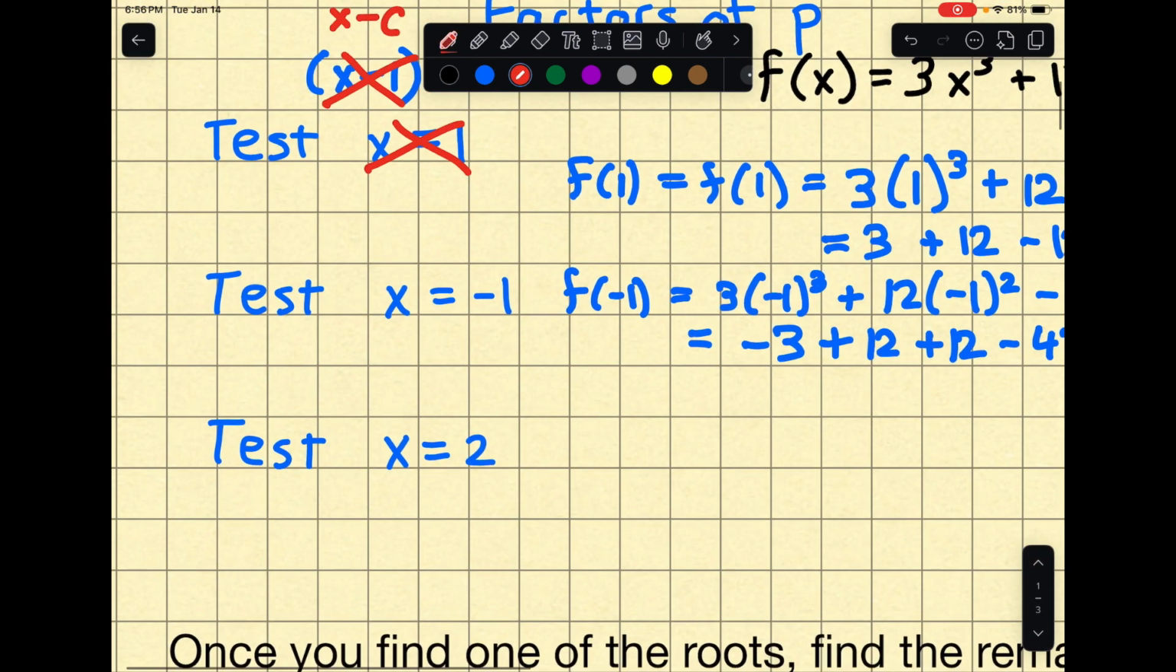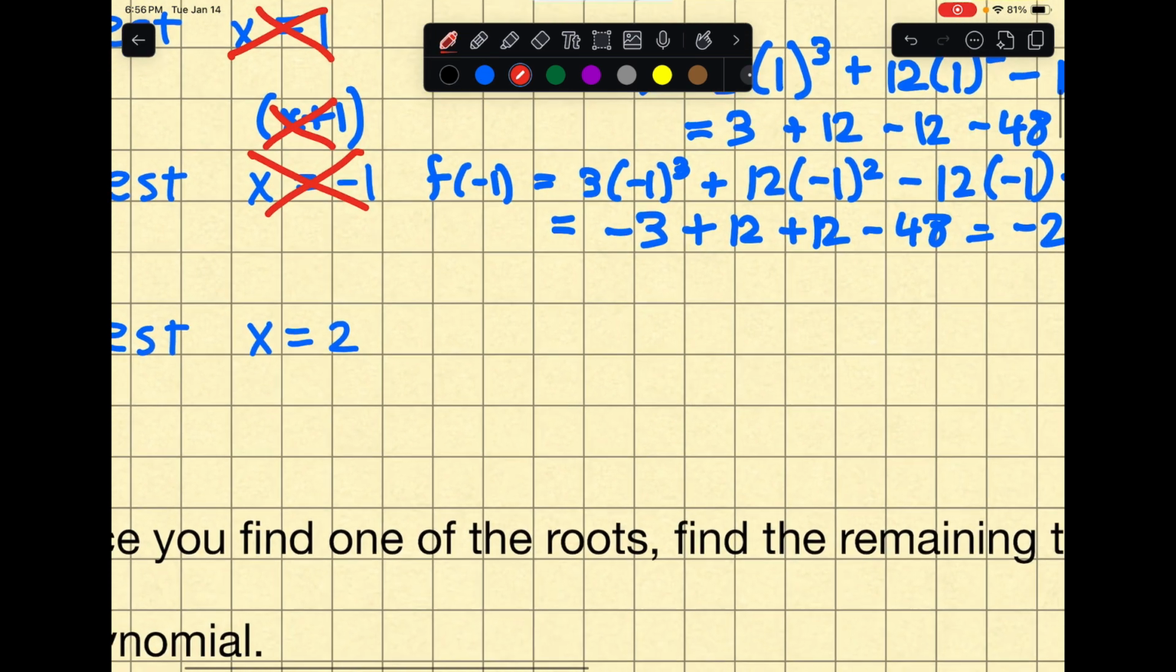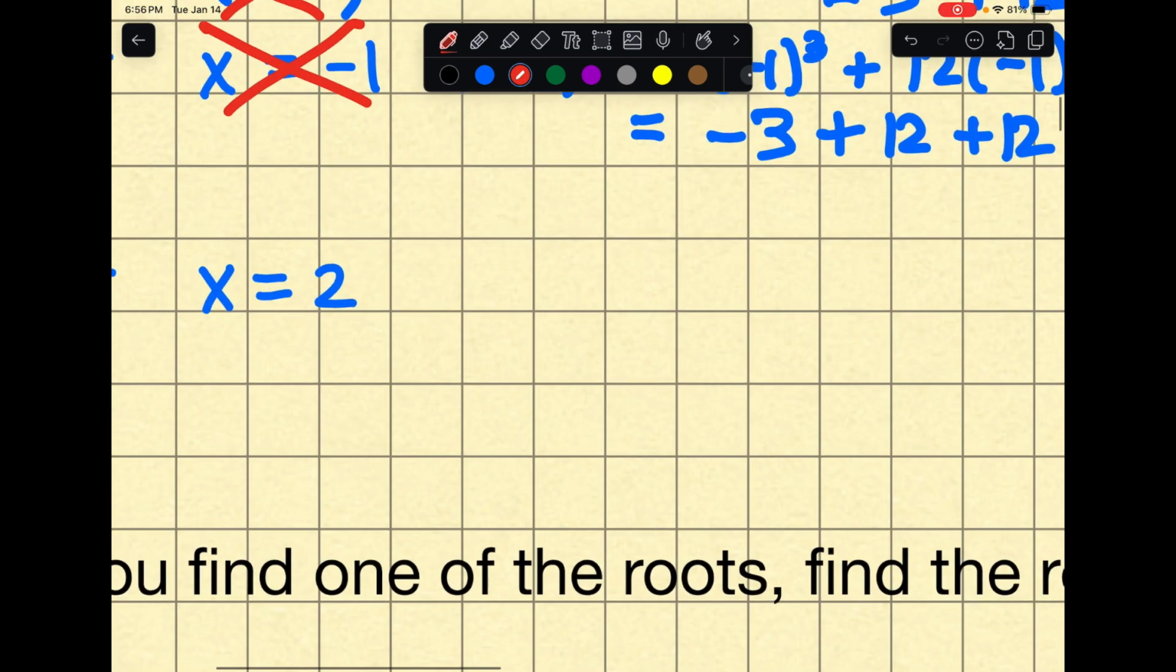So unfortunately, that means that x equals negative 1 is not one of our roots, and therefore x plus 1, which would be the associated factor, is not a factor. So we can get rid of those, and now we start crossing our fingers and hoping that x equals 2 works for us. So to evaluate this, we're going to find f of 2.